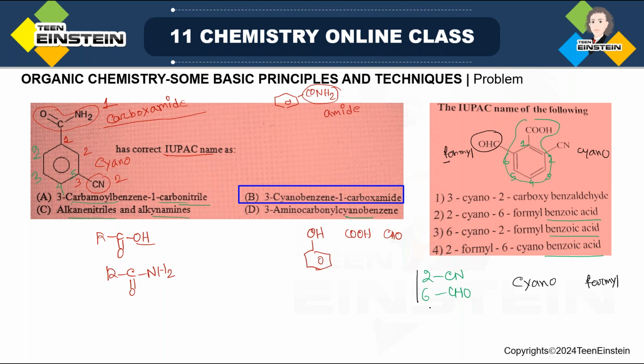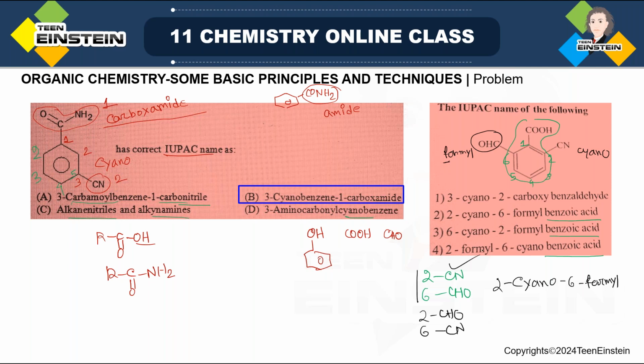Now here also it is 2,6, and if you do the reverse one, then also it is 2,6. But which one will we choose? We will choose this one, because we have to give priority to cyano as it is present before formyl because of alphabetical order. So 2-cyano, 6-formyl, and after that it will be benzoic acid. So 2-cyano-6-formyl benzoic acid, not the other option.